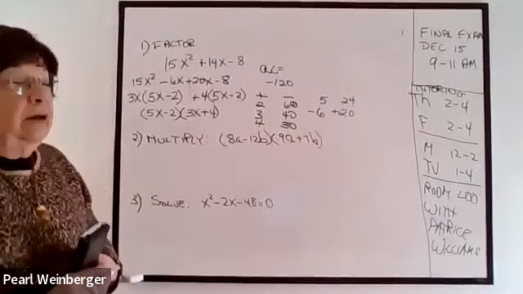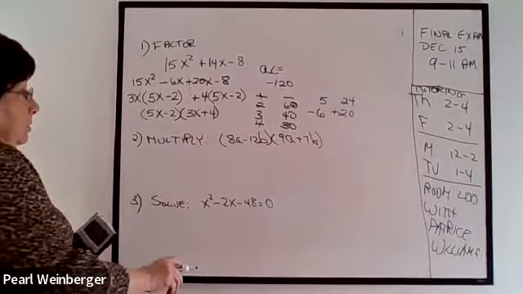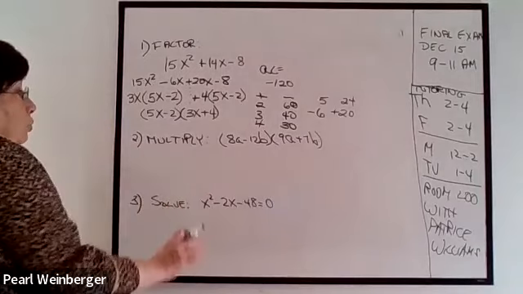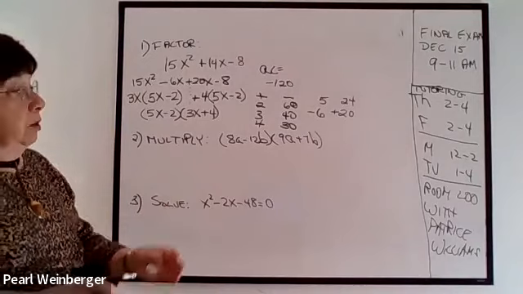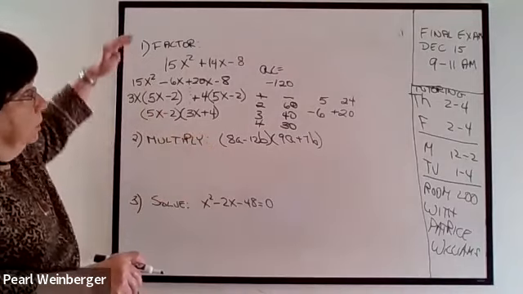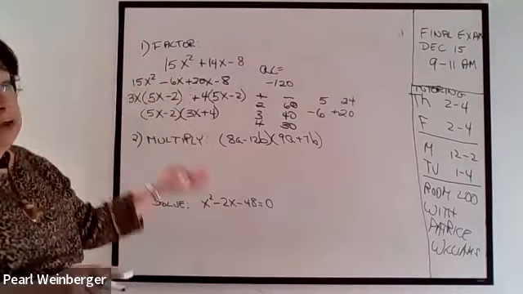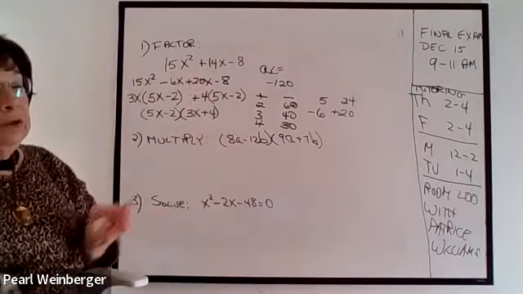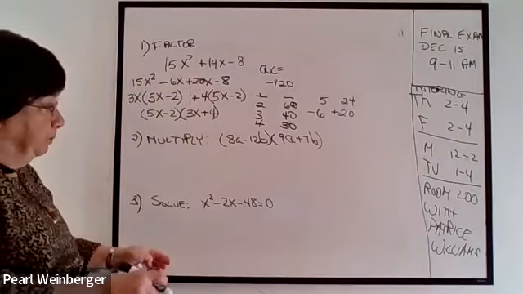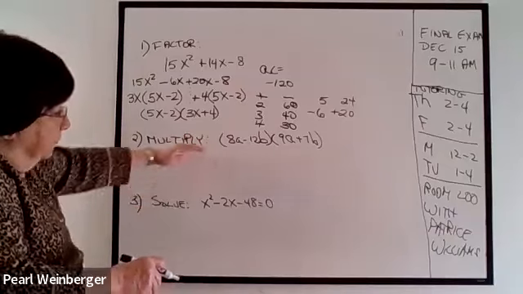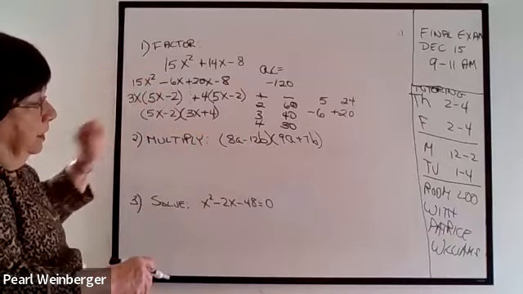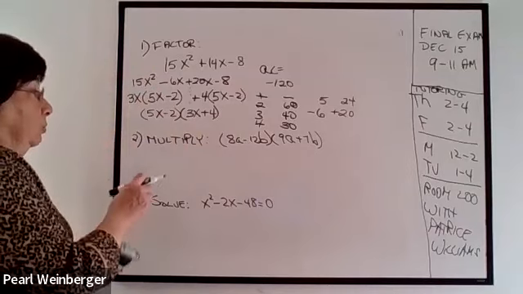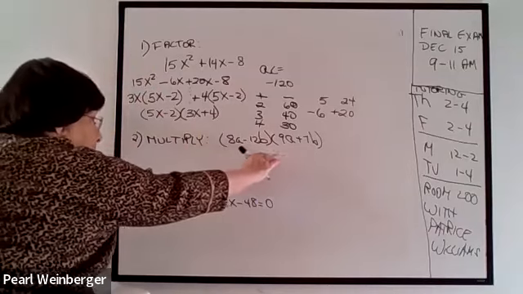Okay, so let's now go on to question number 2, which happens to be a multiplication. Remember, chapter 4 is all about polynomials: adding, subtracting, multiplying, and factoring. So let's see, this is a multiplication.